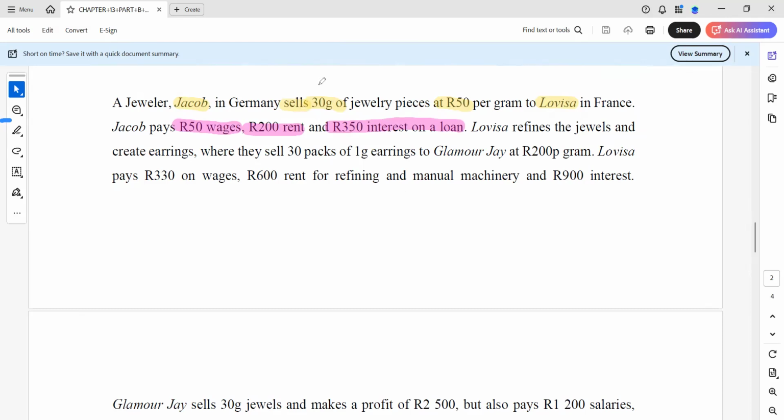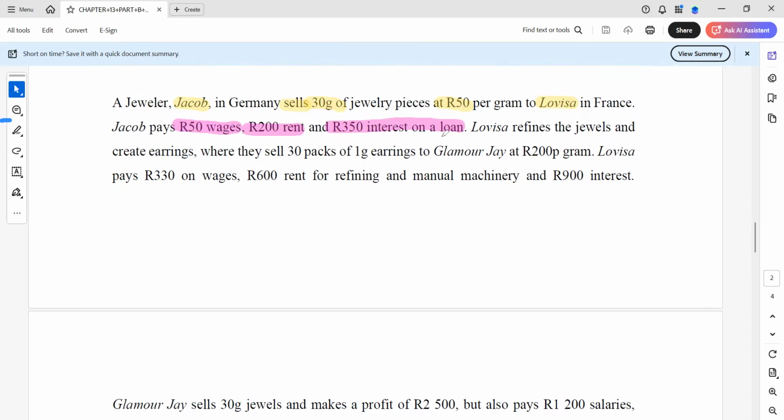Jacob just supplies jewelry pieces, right? And then Lovisa buys these jewelry pieces from Jacob and refines them to make earrings. Then he sells these earrings to Glamour, who has a shop, right? I'm going to say J, guys. And J has a shop, and in his shop now he's selling these finished products, which are earrings, and making a profit of this amount. Okay, let's just continue reading again.